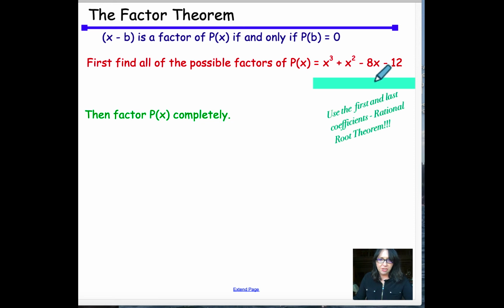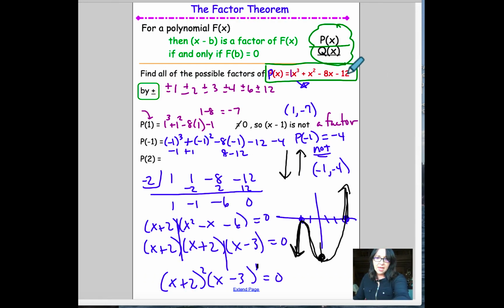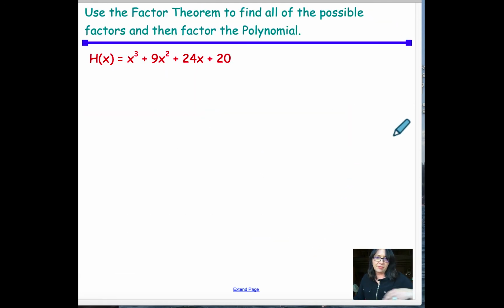Actually, I believe we just did this one. This is 8x minus 12. Let me just double check something. 8x minus 12. We did that. We've got all the factors. We're good. I'll get rid of that slide for class.